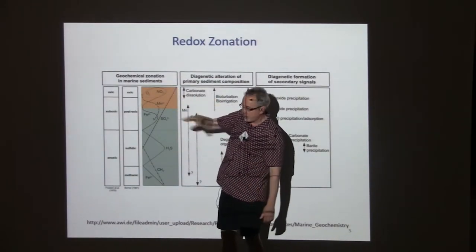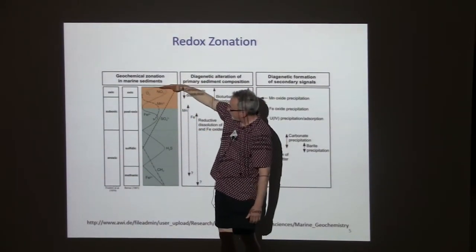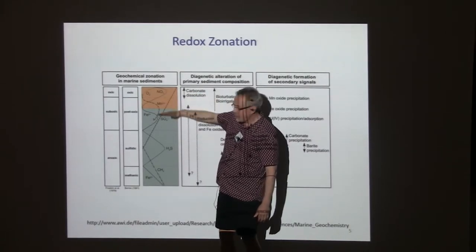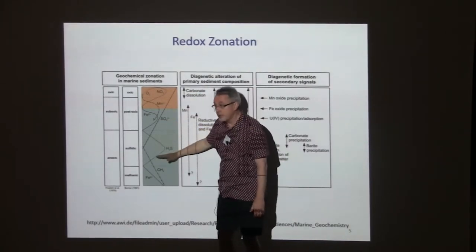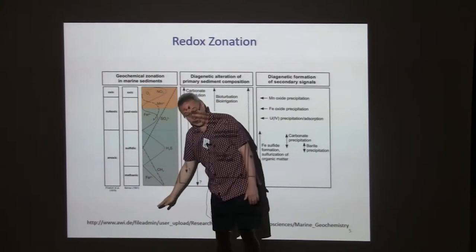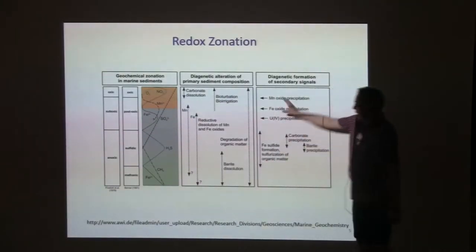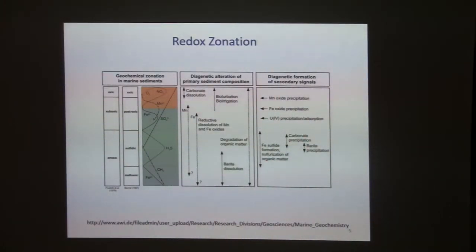If you look at the redox conditions in sediments, you always go from oxidizing conditions to more and more reducing conditions. Right, and so you have a whole bunch of processes that are associated with that. You also find this, for instance, in aquifers.